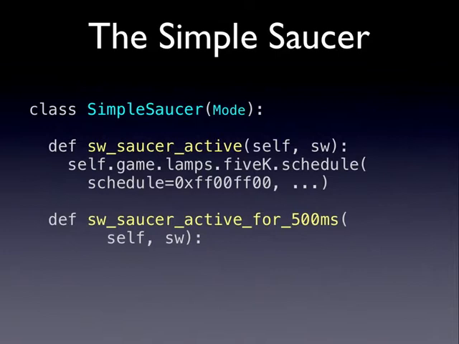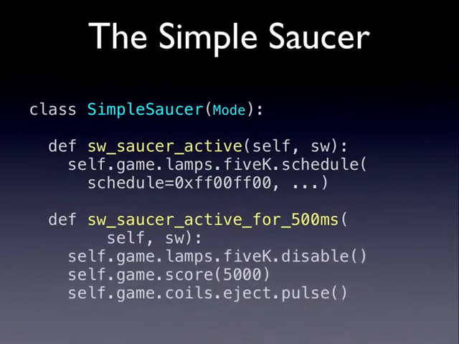So the mode stuff is able to look at this method name and say, oh, okay, 500 milliseconds. You could use any value there. You can use 5 seconds or 2 seconds or 1 millisecond or whatever. Whatever is appropriate for your switch.